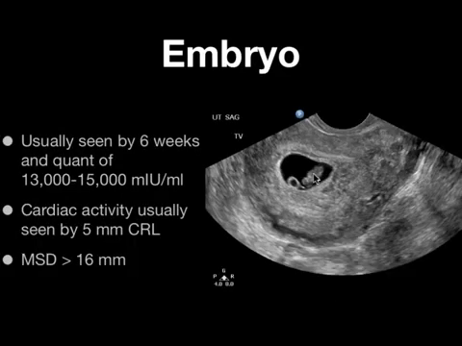Let's now look at the embryo. You're usually going to see this by about 6 to 6.5 weeks menstrual age and a quant of about 13 to 15,000. If you have a crown rump length that's greater than 5 millimeters and you don't see cardiac activity, that's abnormal. You should also see the yolk or the embryo by a mean sac diameter of about 16 millimeters, and you should have seen the yolk sac by a mean sac diameter of 8 millimeters.